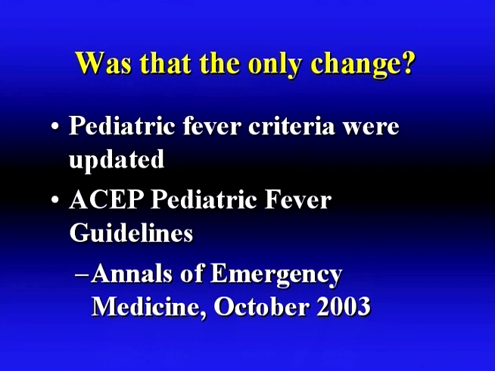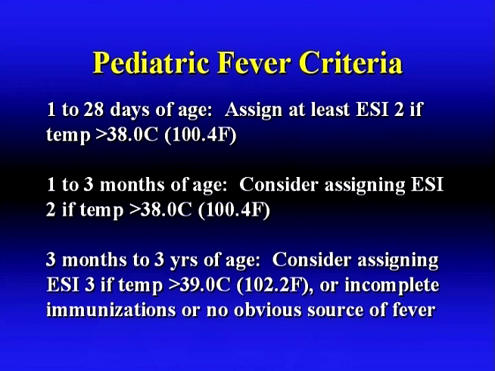The pediatric fever criteria were strict and outdated. The team reviewed the literature and updated the criteria to reflect the American College of Emergency Physicians Pediatric Fever Guidelines, published in the October 2003 issue of the Annals of Emergency Medicine. There is clear direction that any child less than 28 days with a fever of 38 degrees centigrade or 100.4 Fahrenheit or higher should be considered high risk.